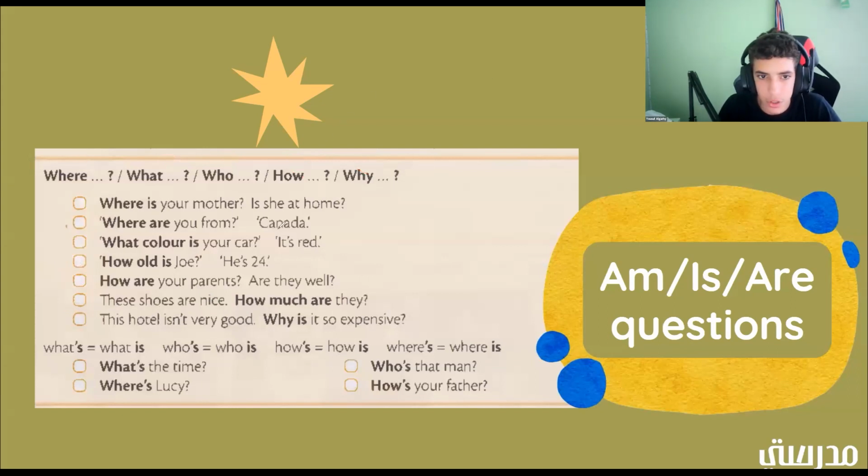Okay. So now we have more combinations here. We have what's, whose, how's, and where's. We're going to number these again, and we're going to go by them individually. What's is what is, whose is who is, how's is how is, and where's is where is. So what's the time? Would that be group 1, 2, 3, or 4? That's 1. Good job. Where's Lucy? Would that be 1, 2, 3, or 4? It'd be 4. Good job.